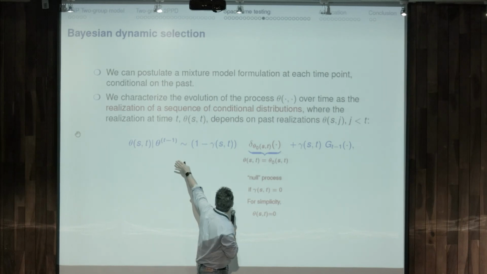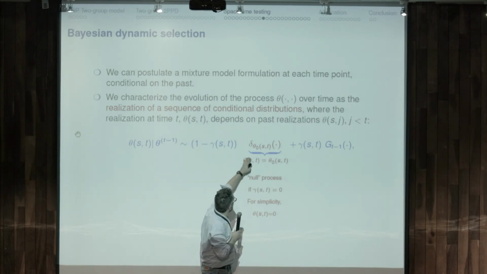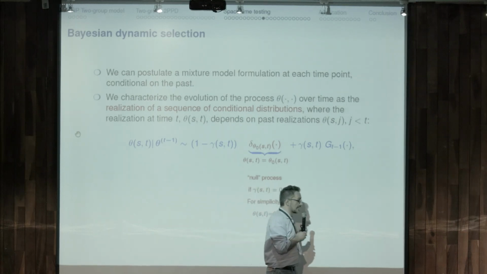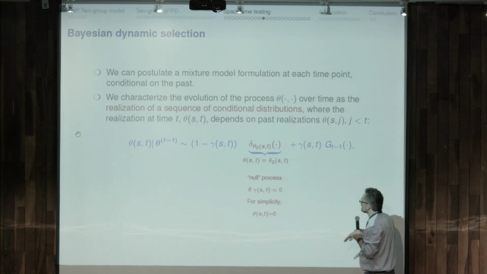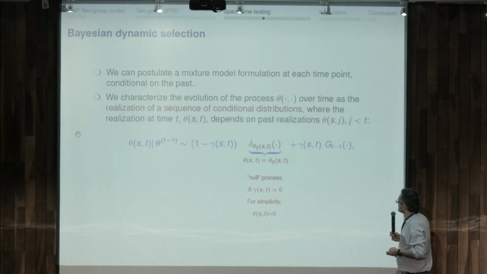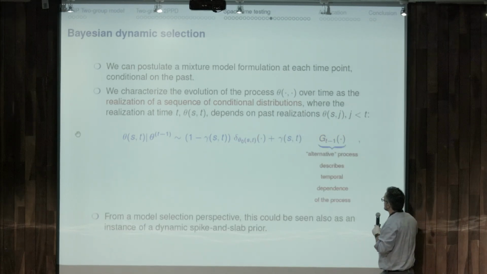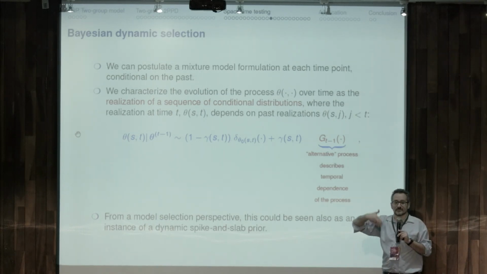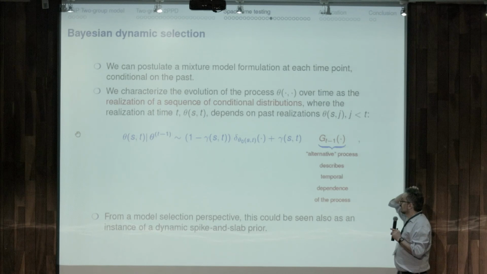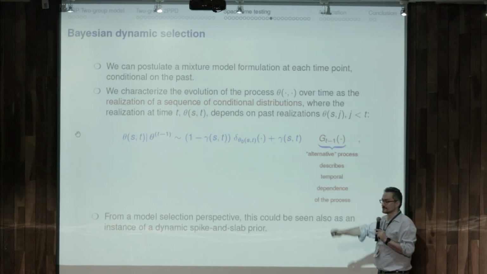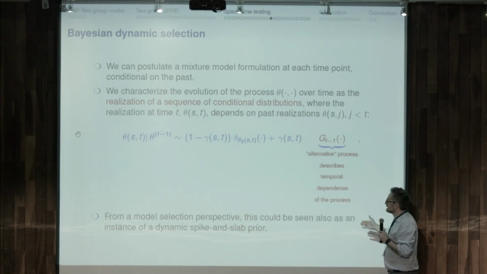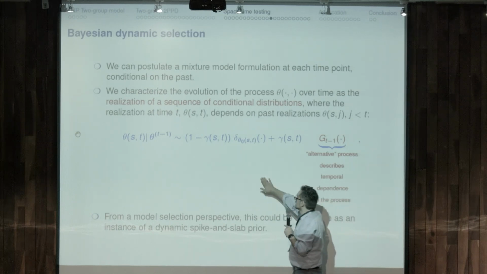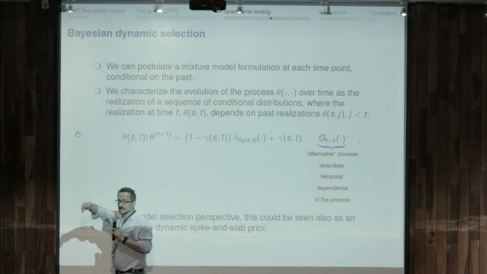at time t, location s, we can either be in the null process. For simplicity, for now, we can assume theta st being just 0. Instead, when gamma st is equal to 1, theta st is going to come from an alternative or slab process that describes the temporal dependence of the process. So when you are in the outbreak, you're actually interested in the temporal dependence of the outbreak. So from a modeling perspective, you can describe these also as a dynamic spike and slab prior, because we are assuming at this point that theta 0 st is just a point mass at 0.